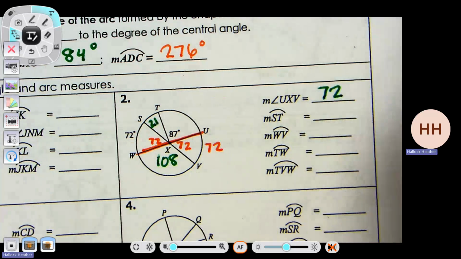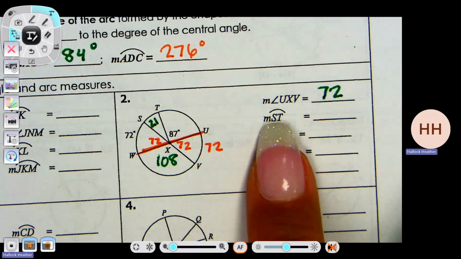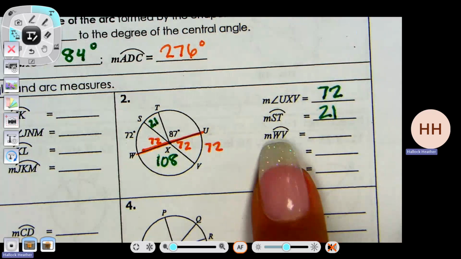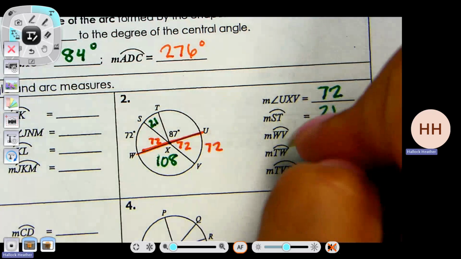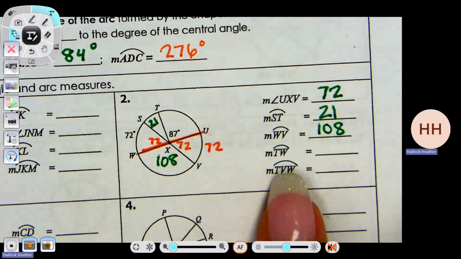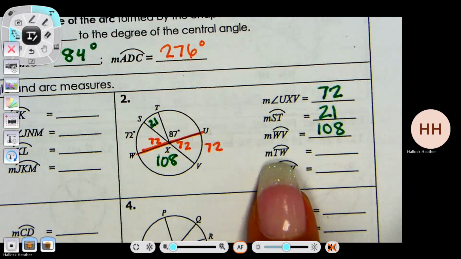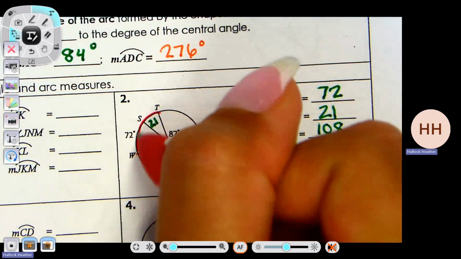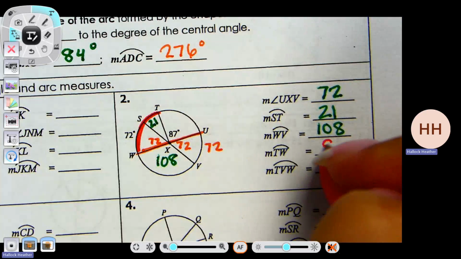72. How much is the arc measure of ST? 21. What's the arc measure of WV? 108. What about TW? 93, because you're adding these together. So T to W is going to be 93.